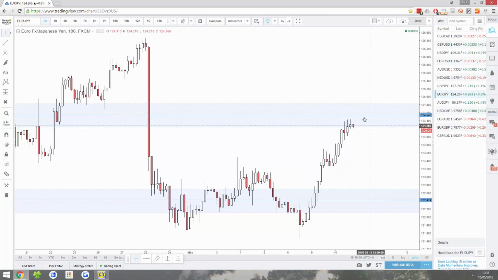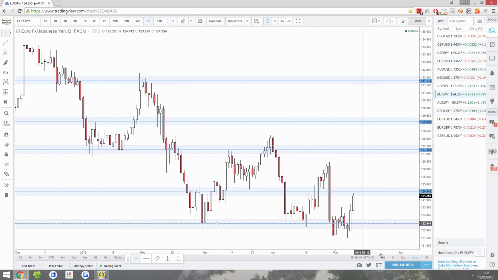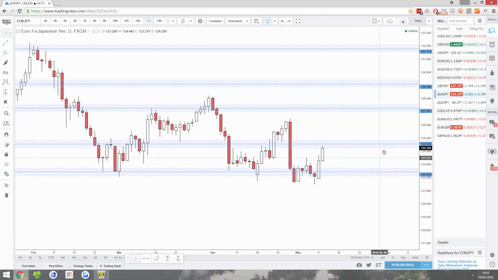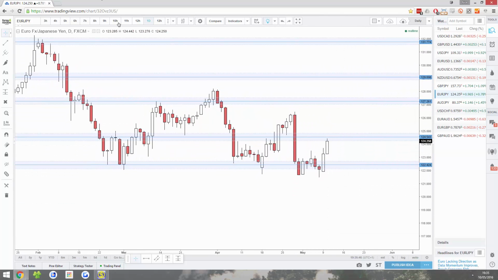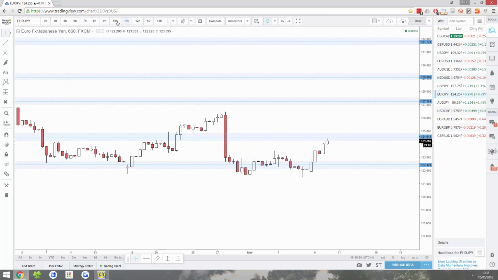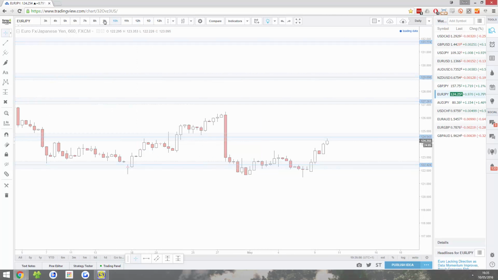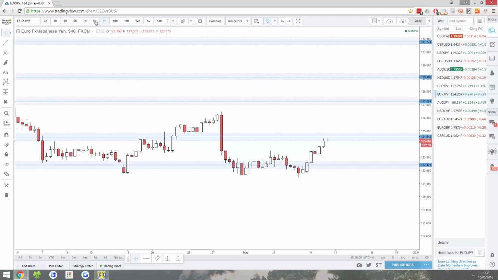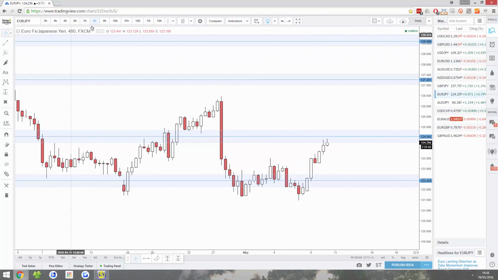Euro JPY, look where it is. It looks okay on the 3 hour actually. So Euro JPY, this is something we want to keep an eye on. It's approaching a resistance area on the daily. On the 12 hour, we're already getting indecision on that resistance area, and on the 3 hour, we saw indecision there too. This is actually looking pretty decent across the board.